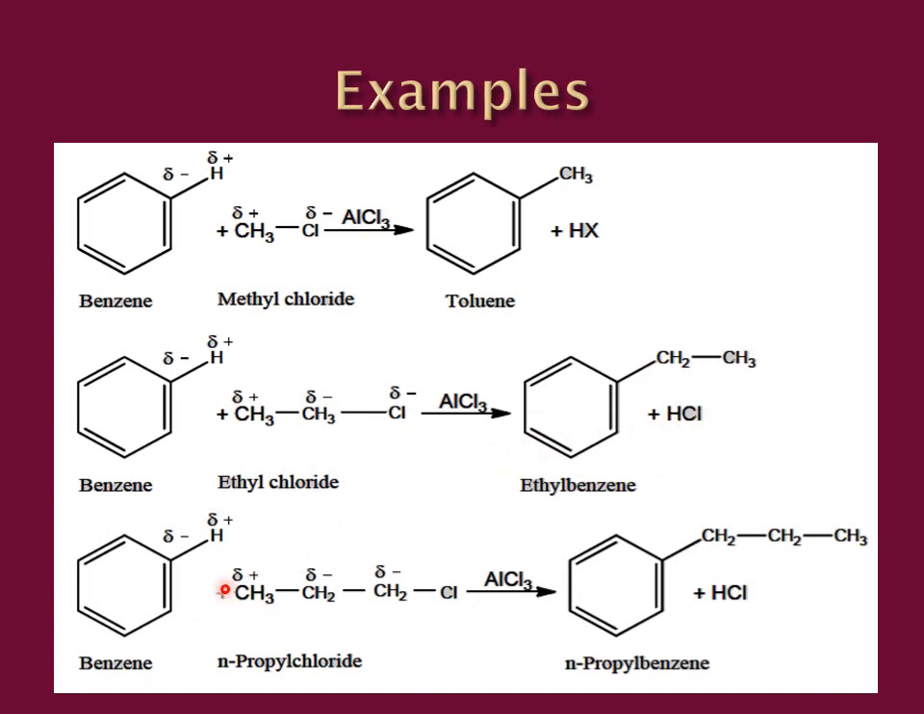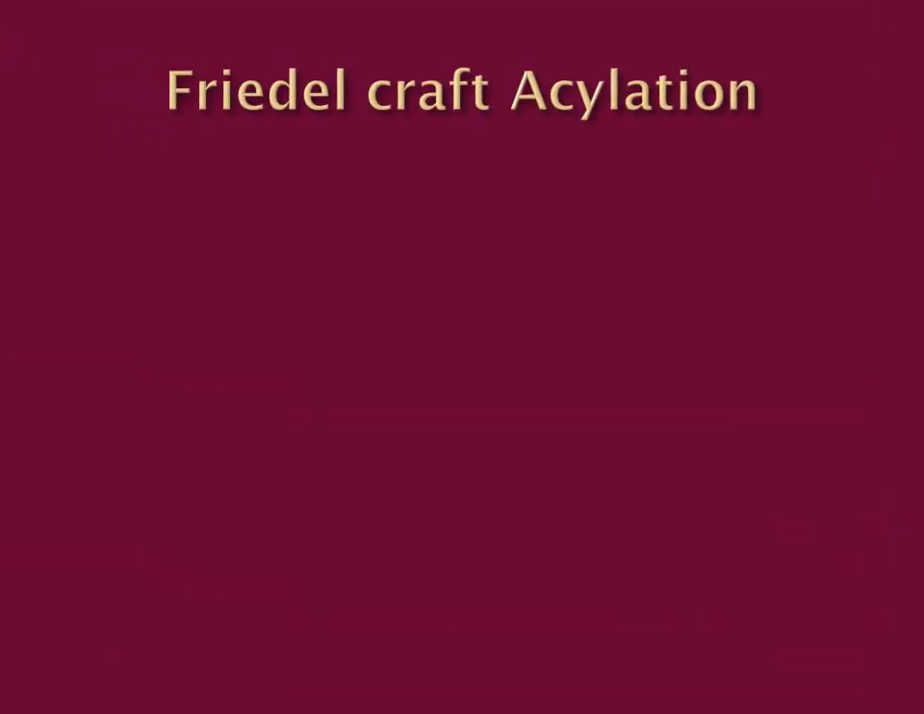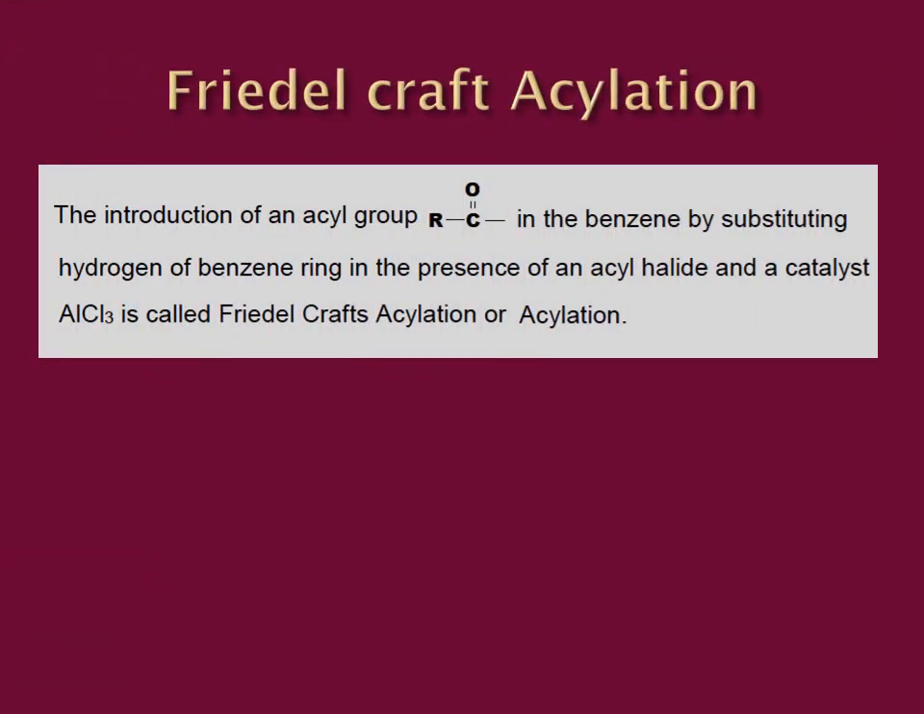Now students, let us study Friedel-Crafts acylation. Introduction of an acyl group, R C double bond O, in benzene by substituting hydrogen of the benzene ring in the presence of an acyl halide and a catalyst like aluminium chloride is called Friedel-Crafts acylation, or simply acylation.